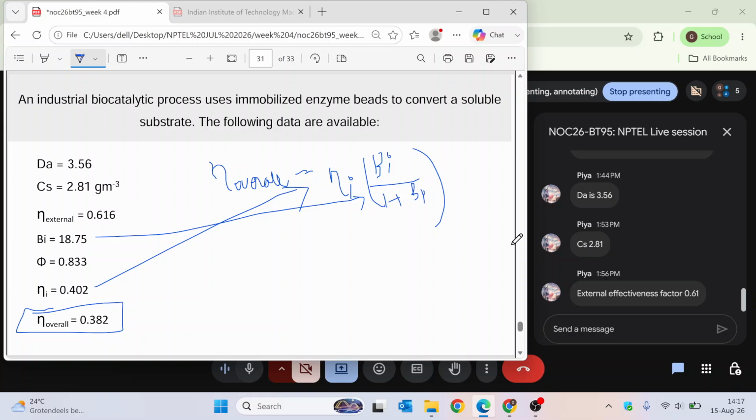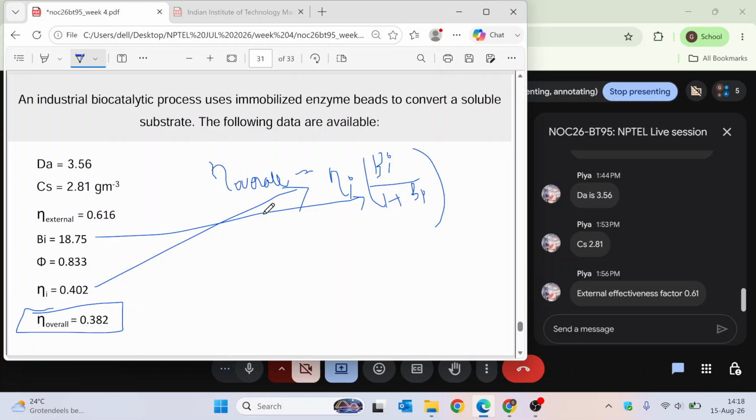So overall, only 38% of the kinetic rate is observed. Let's say it can perform 100%, but what you observe is only 38% because of both external and internal mass transfer limitations. So this is simultaneous external and internal mass transfer in your enzyme immobilized system. And your final question is suggesting practical modifications to improve the system.